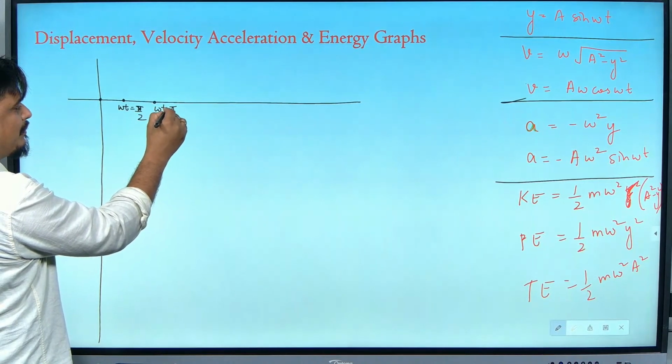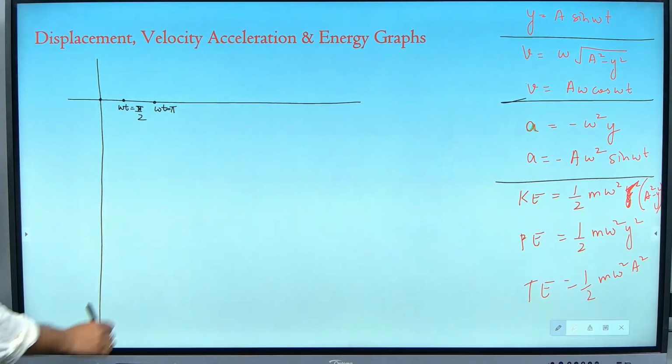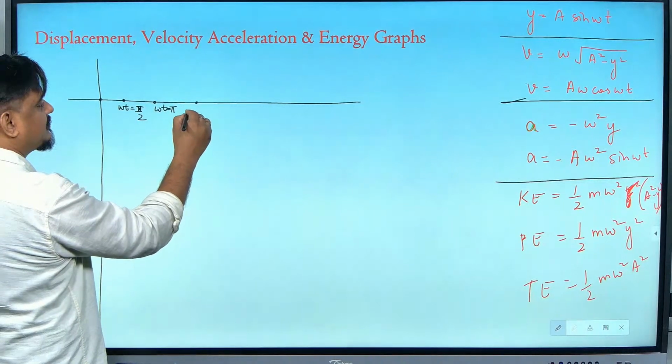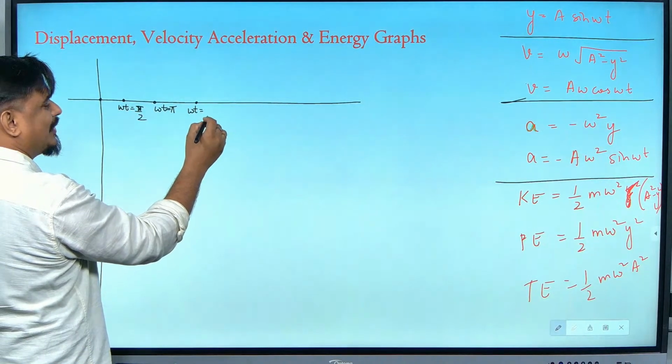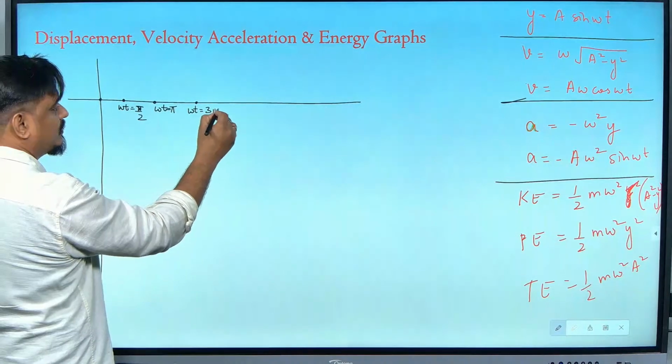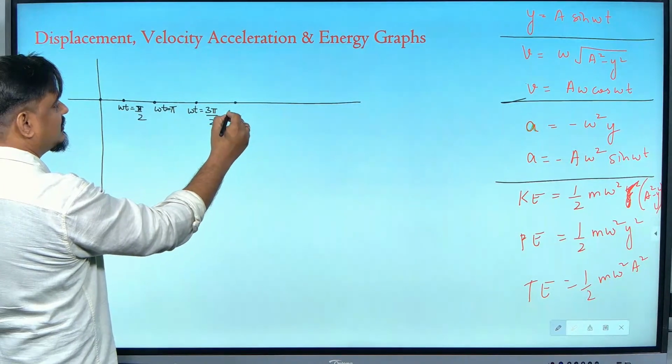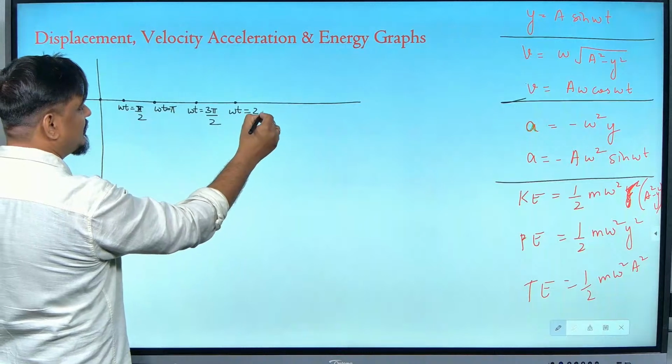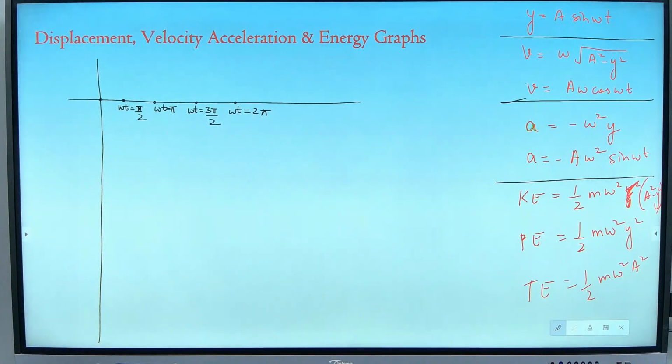After pi by 2 it will become pi, no? Pi. Then what will it become? Omega t as 3 pi by 2. Then I will write omega t as 2 pi. Let us stop here, no? This much is enough. I should have given some more space.